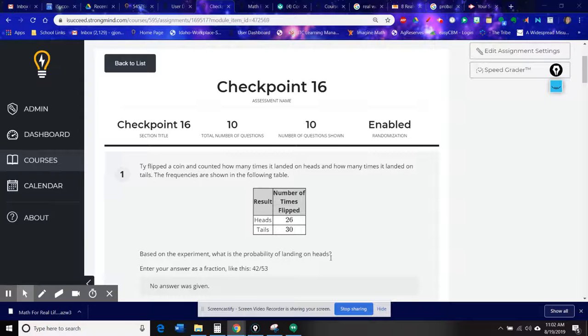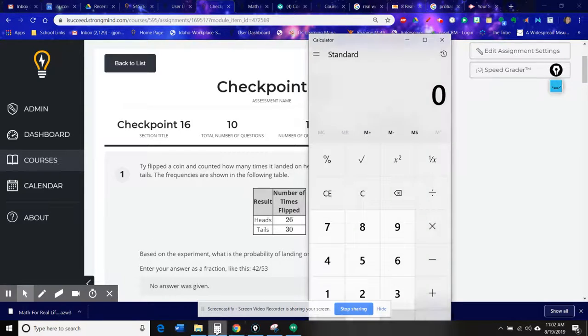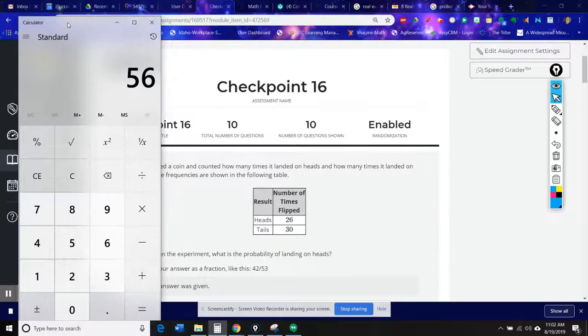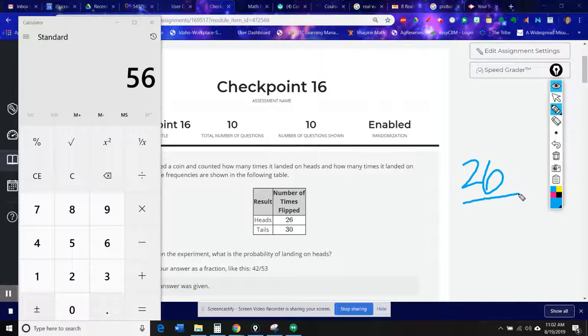So what I need to know is how many times all together he flipped his coin. So I'm going to get my calculator out and I can see that he flipped heads 26 times plus another 30 was on tails. So that's 56 times he flipped the coin altogether. So how many times did it land on, we're going for heads, 26 of those times was heads, 26 out of the 56 that we actually flipped the coin. So this is one way to write it. We can say 26 out of 56.